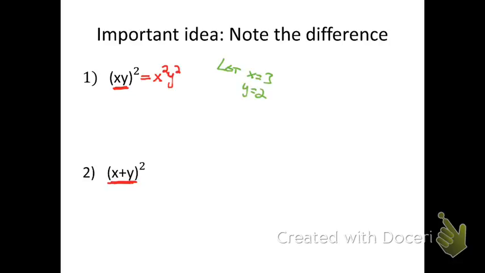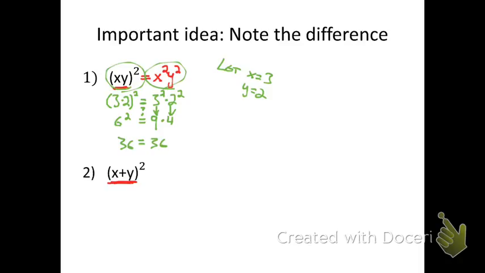And so that means over here on the left side we'd have (3 times 2) squared. On the right side we'd have 3 squared times 2 squared. Now let's see if these end up being the same thing. We'll see if they're equal. 3 times 2 is 6. And on the right side 3 squared is 9. And 2 squared is 4. So if I square 6, 6 times 6 is 36, and that's equal to 9 times 4, which is 36. So we kind of confirm that those are equal, that you can do that rule.